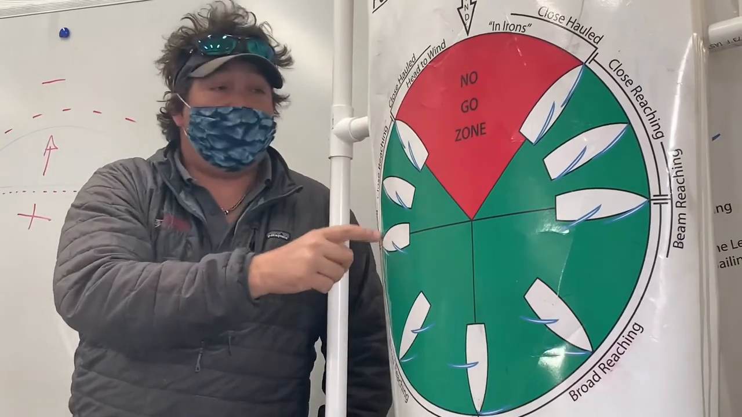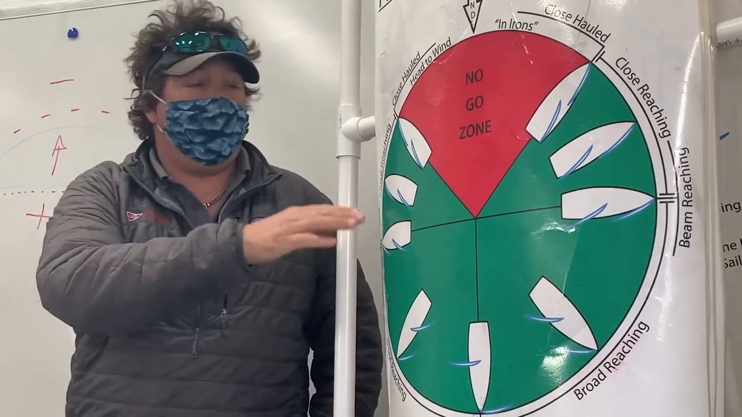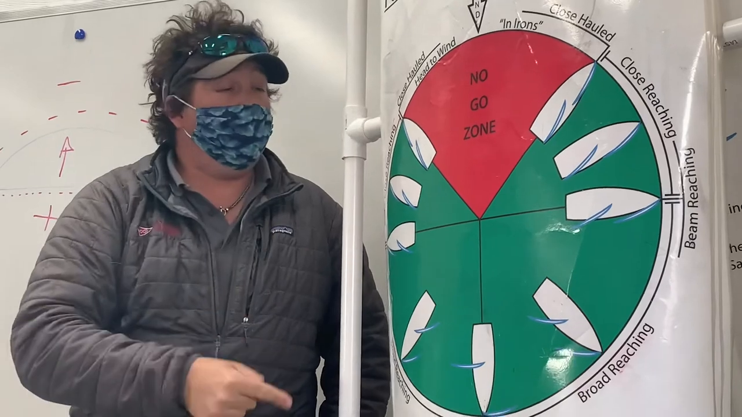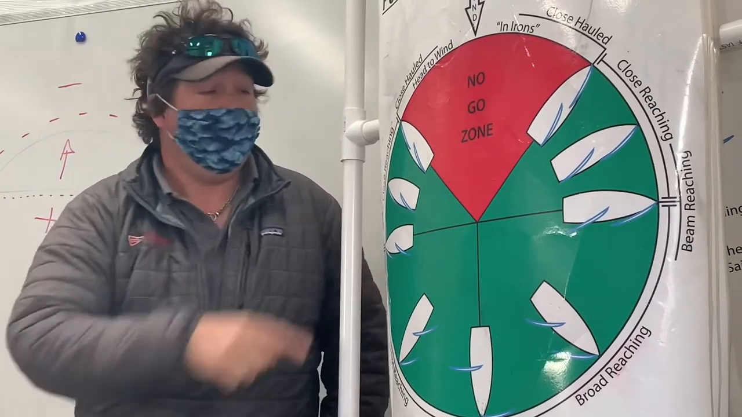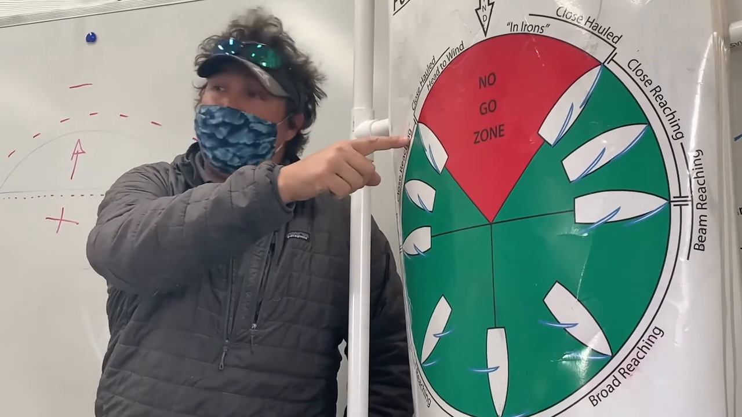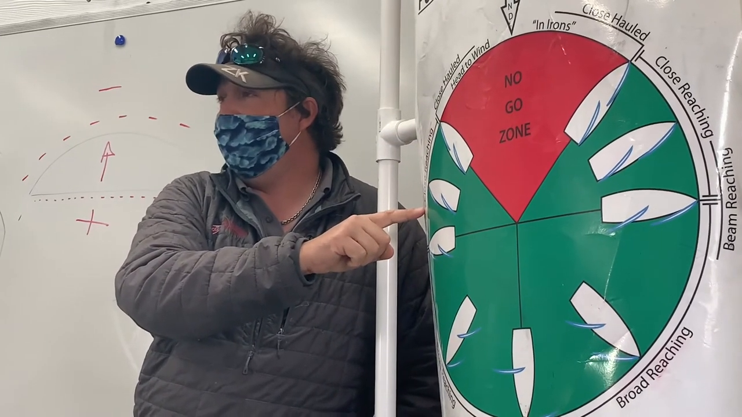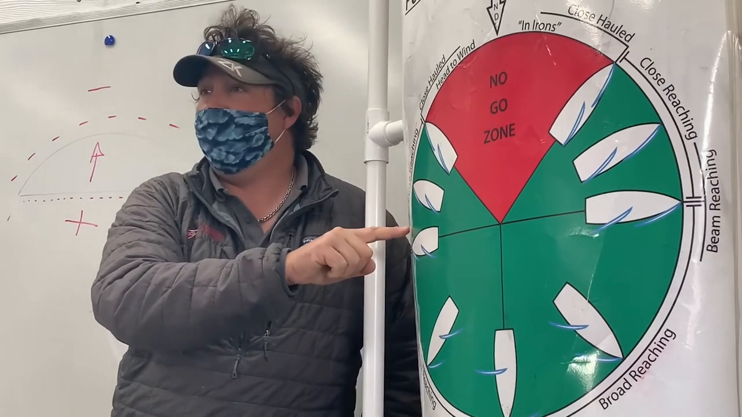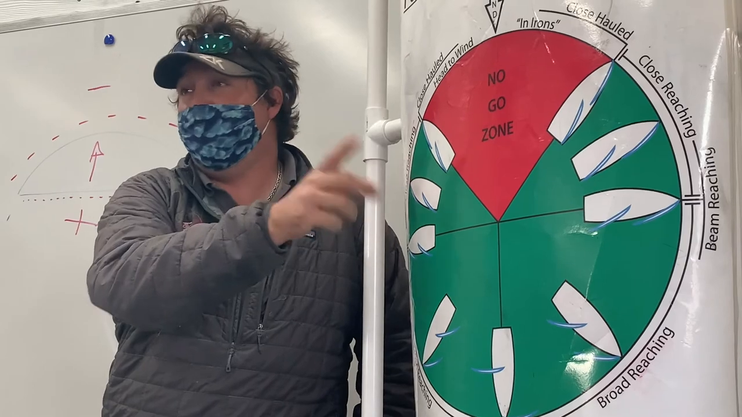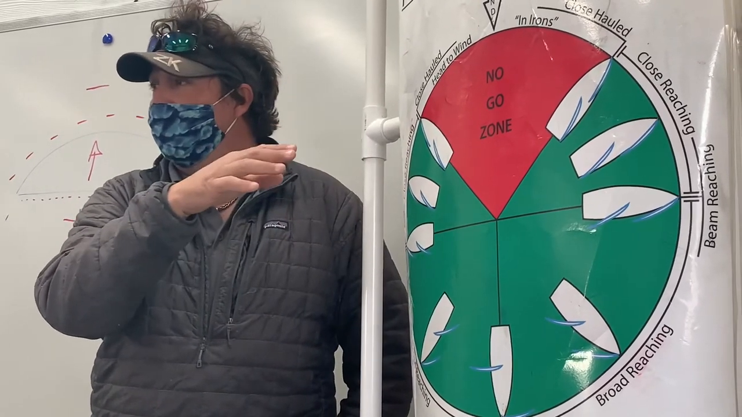Close reach is, I'm falling off to a close reach. I'm going to sail to a specific destination, a buoy, and that buoy happens to be at 47 degrees. Or another buoy that we're going to sail, fall off to a close reach, is at 55 degrees. So your jib trim at 46 degrees is going to be different than your jib trim at 55, at 63. 77 is going to be different than 47. So you need to adjust the jib sheet accordingly.